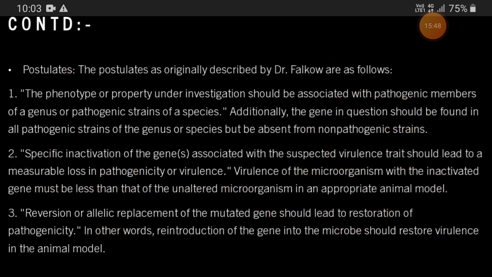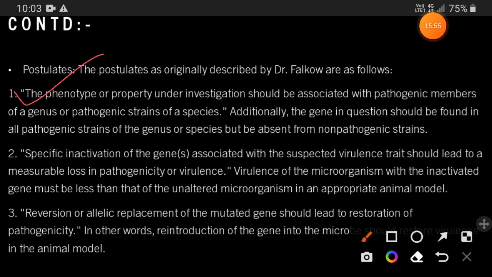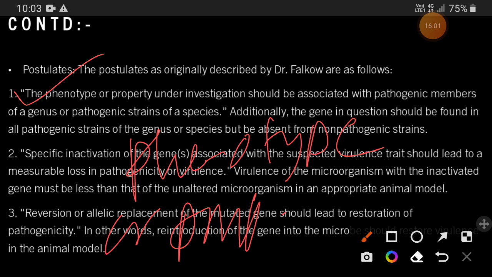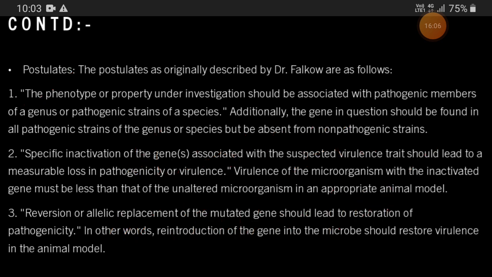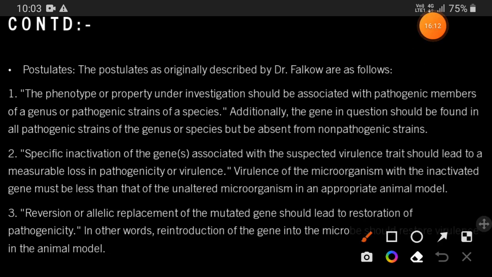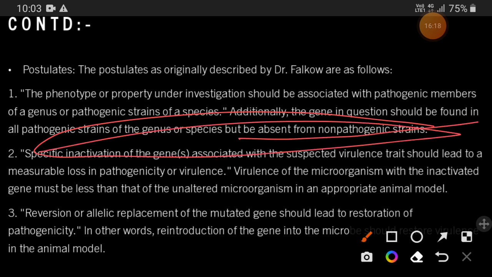Okay, so those are the postulates that Dr. Falkow proposed. Dr. Falkow's first postulate simply tells us that there should be a particular phenotype or property for every disease, with the help of which you can find out what kind of disease it could be. The genes that are responsible for pathogenesis should be present in all pathogenic strains of the genus or species, but absent in non-pathogenic strains.